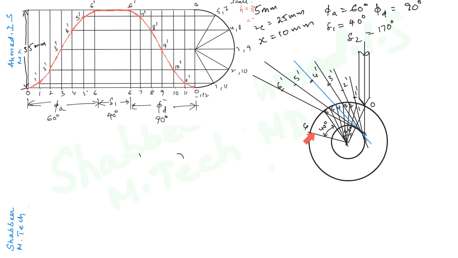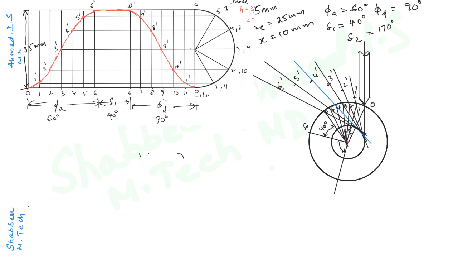Now from here we have to mark the angle of descent. Okay, the angle of descent is 90 degrees. So we mark an angle of 90 degrees from here. So extend it a little bit. And now this is the angle of descent, and again this must be divided into 6 equal parts because the descent also has been divided into 6 equal parts. Okay, so this angle is 90 degrees.